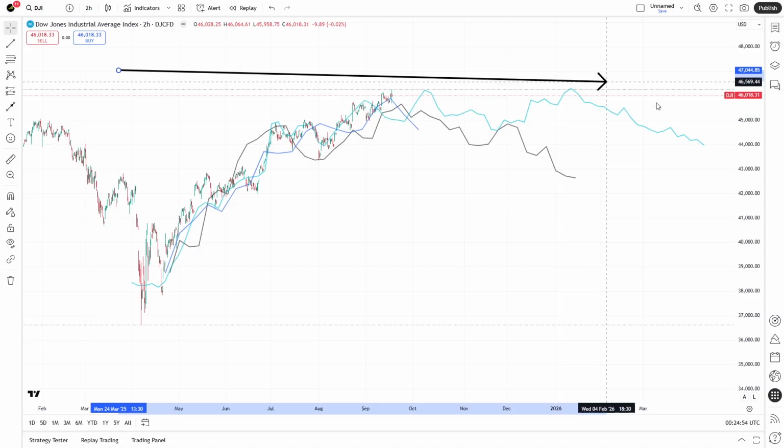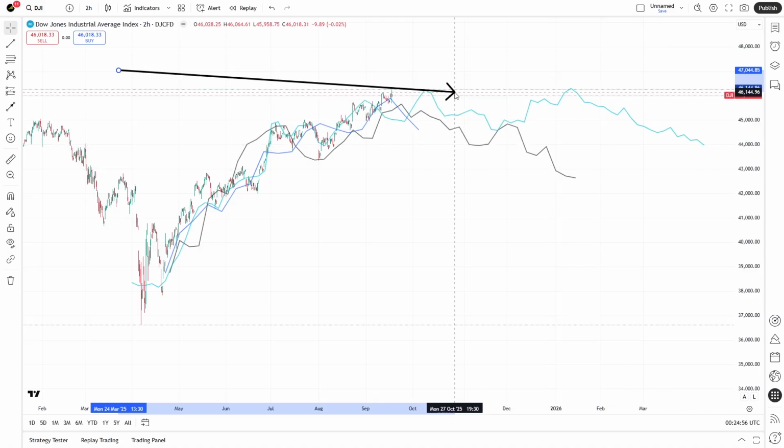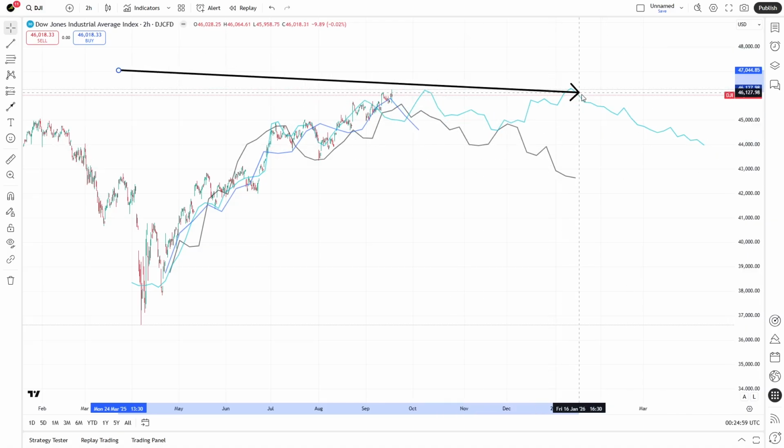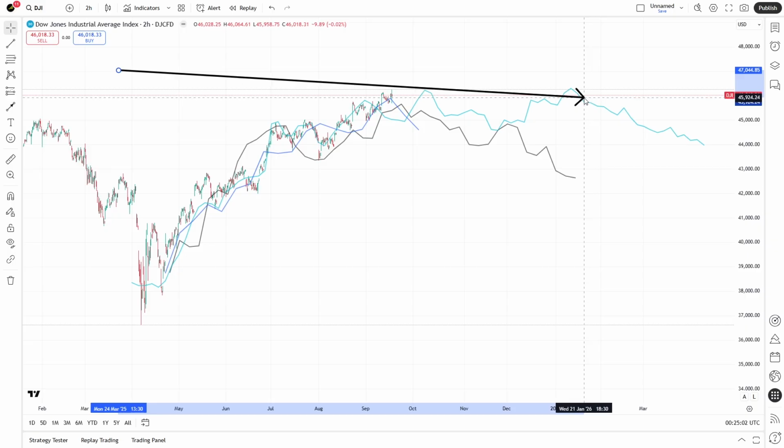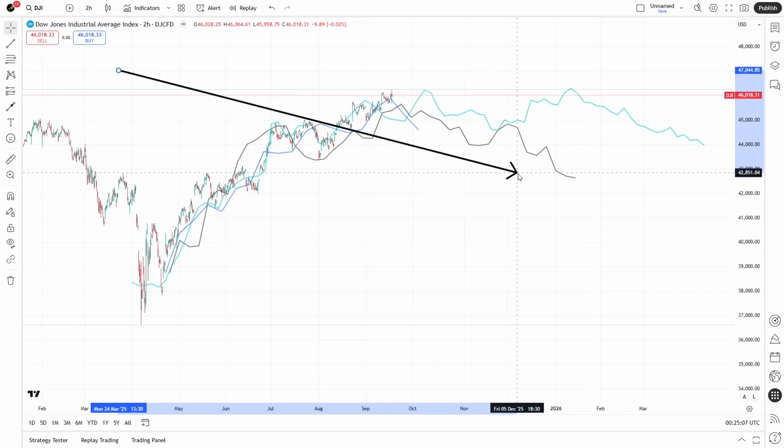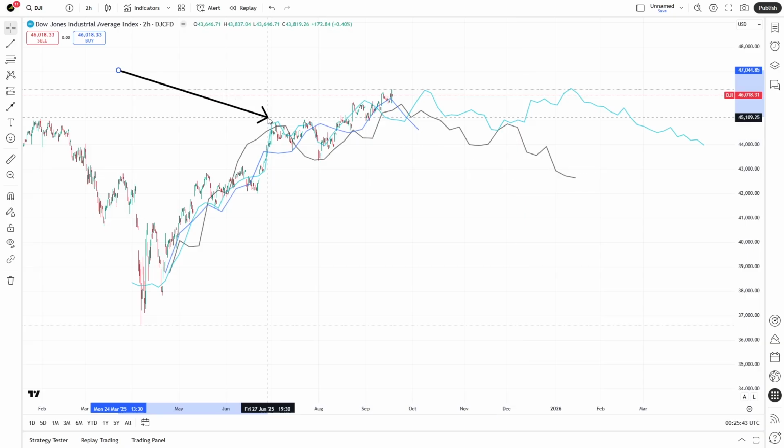Now, it could potentially hang out in this elevated area for quite some time. This actually goes into the next year. I don't know if it's going to do that, but it is a possibility, or it could start declining sooner. But this is not the only index that's telling this story. Let's take a look at some of the other ones.